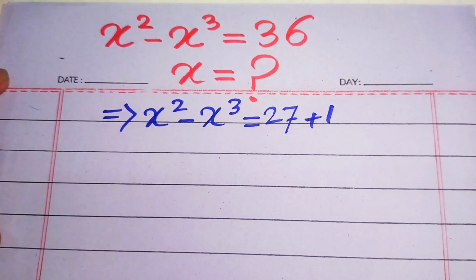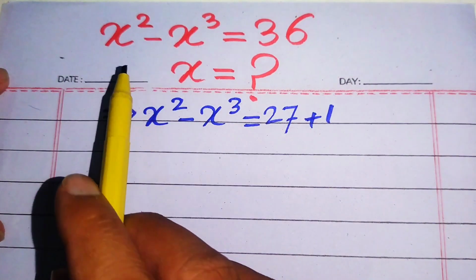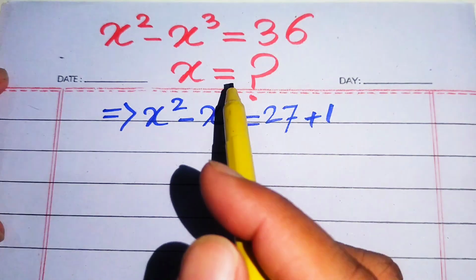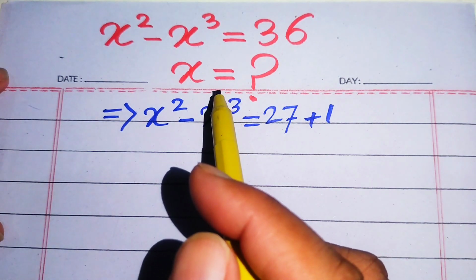Hello everyone, welcome to solve this nice algebra problem. Here we have x squared minus x cubed equals 36, and we solve this problem for the values of x.